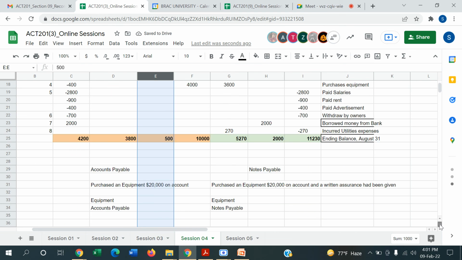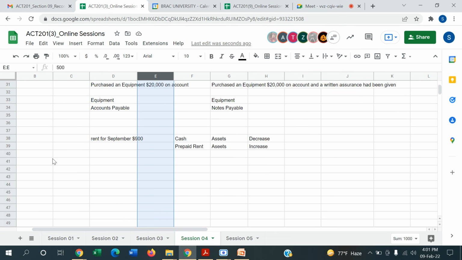Now, after preparing the tabular analysis, you may ask for preparing the financial statement. Yes, sir.